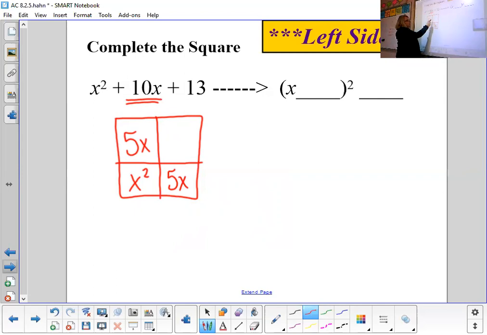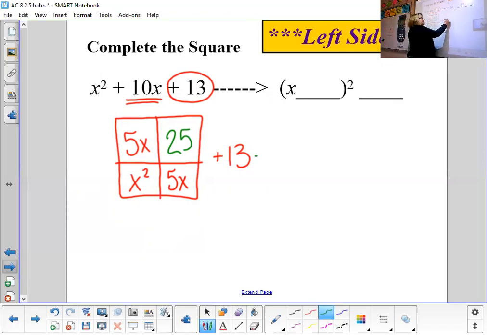Now rather than drawing in 13 ones, I think it's a lot easier if I just take this 13 and put it on the outside. Then if I want to complete my square, what has to go in here? If this is a 5 and this is a 5? 25, because 5 times 5 is 25. Can I add 25 to my equation and keep it the same? No. What do I have to do to balance it out so that it doesn't change? Now I have to minus 25.